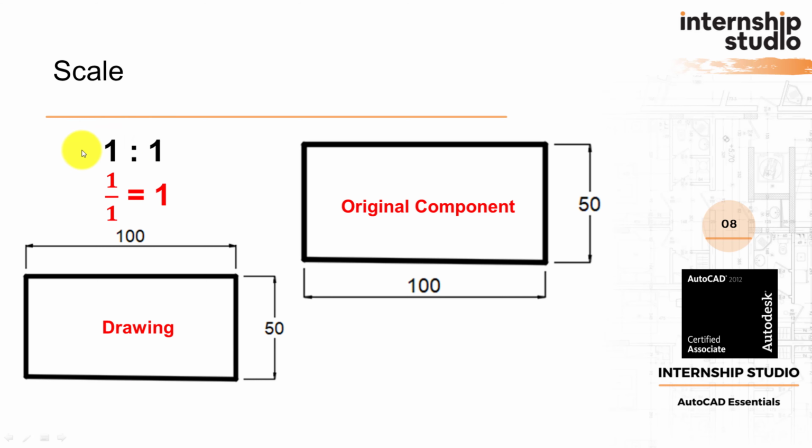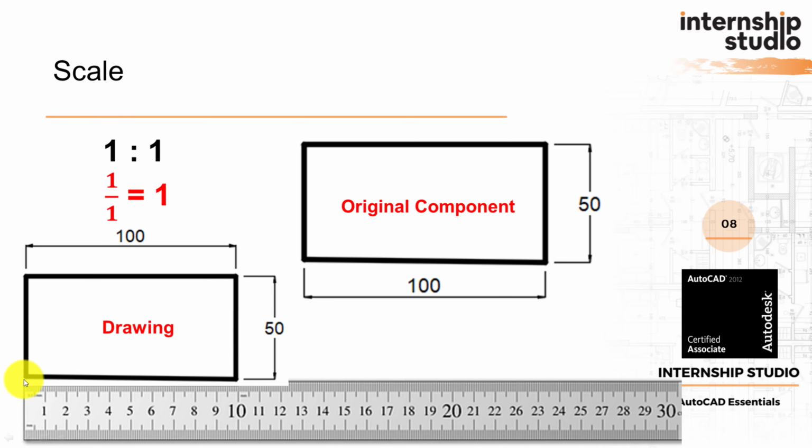You have written 1 is to 1. So how they will check? They will take the steel rule and they will measure your drawing. So your drawing shows 100 mm and your scale factor shows 1 is to 1. So as per the measurement you have drawn, correct, what you have given is right. So in this way they may check.